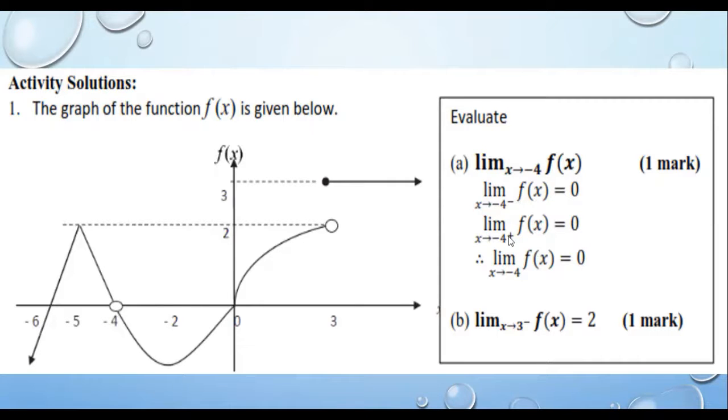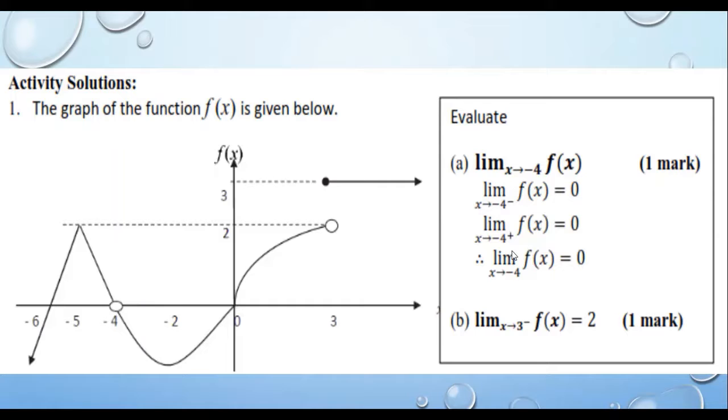Now from the positive side, from this side, you follow this graph. You have not met -4 yet, so you still go on, and as soon as you reach -4, again the answer is 0. So from both sides the answer is 0, so the final answer will be 0.